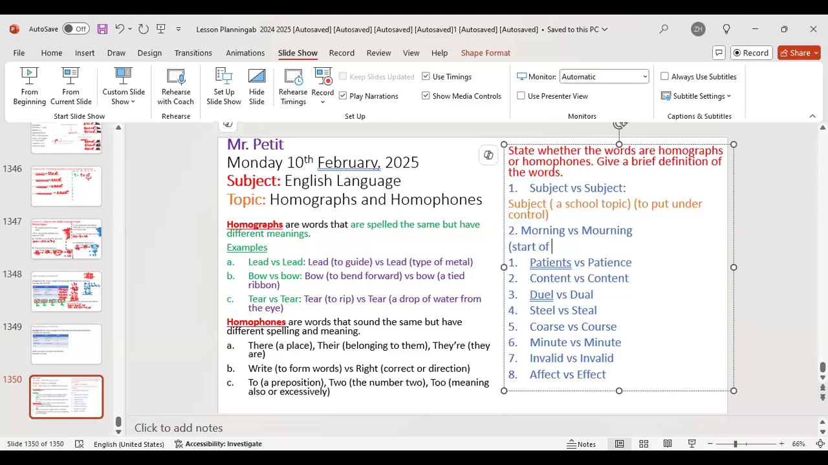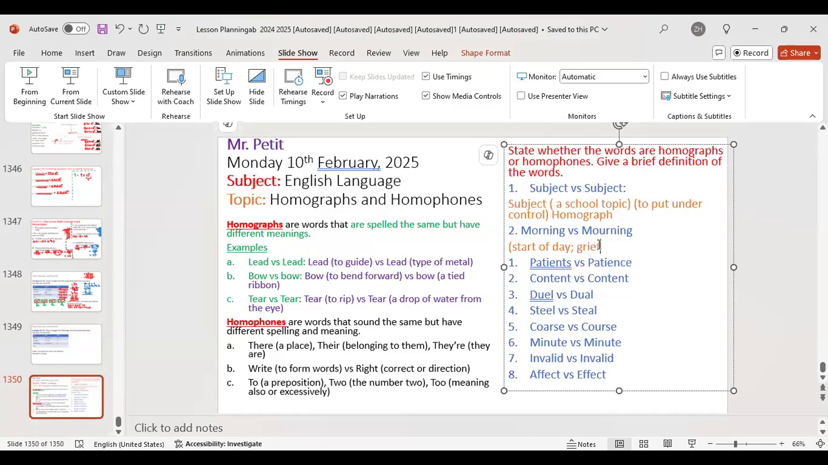For this one, the first one, that's easy. This one is a homo what? Homograph? Homographs are spelled the same. The first one is homograph. The second one is homophone. Okay, so start of day, and then the next one is what?